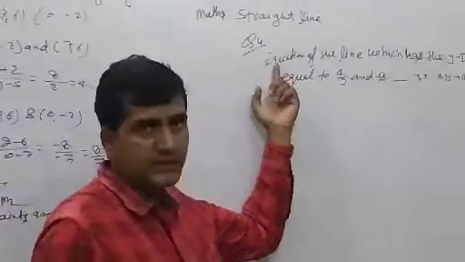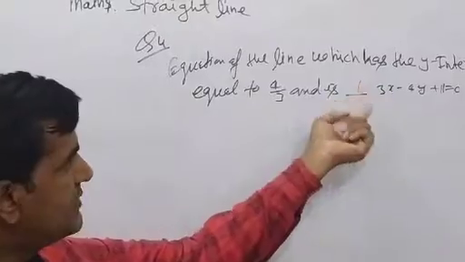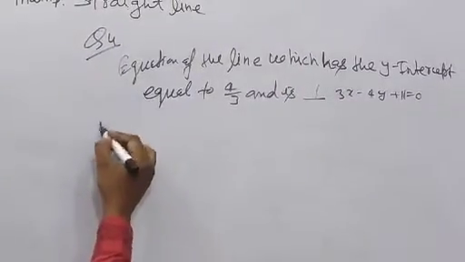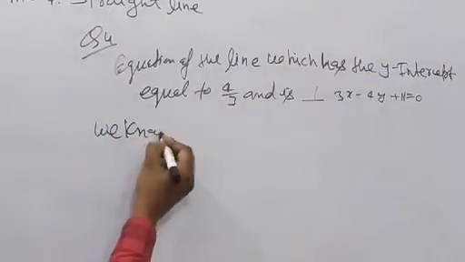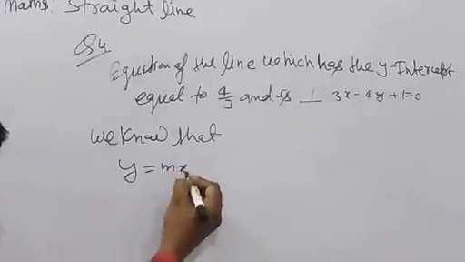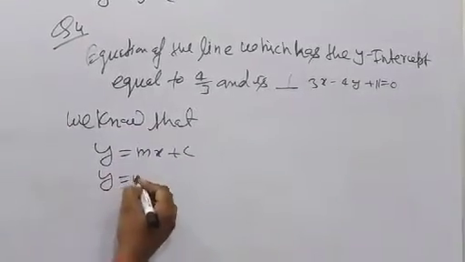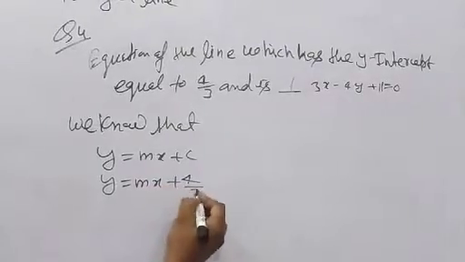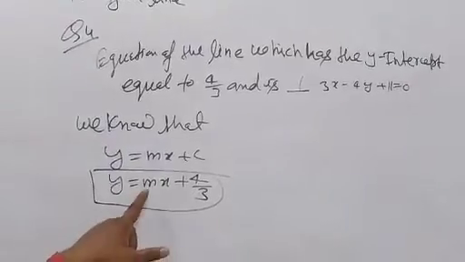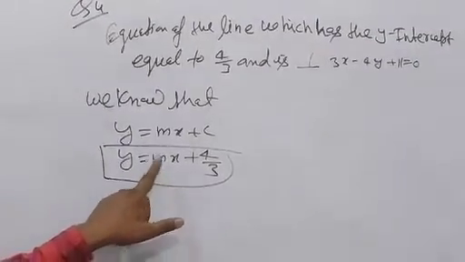Now, next question here. Equation of a line which has the y-intercept equal to 4 by 3. We know that y is equal to mx plus c. c is the y-intercept. It means y is equal to mx plus 4 by 3. But m is not given. Now we have to find the m, that is slope.